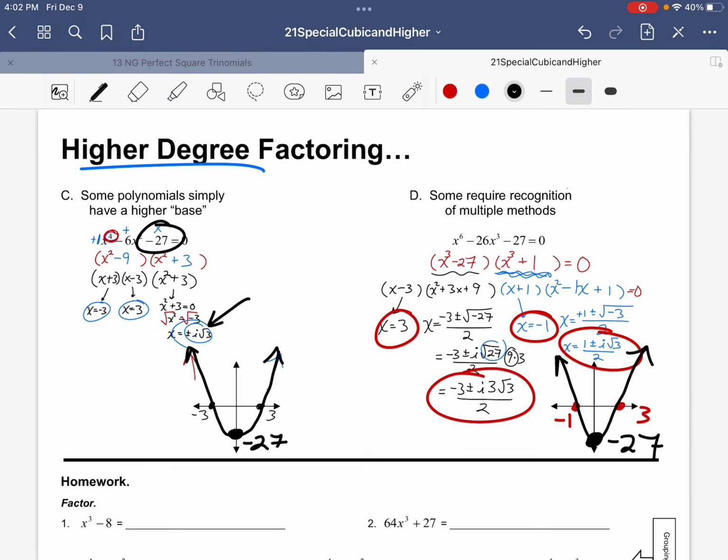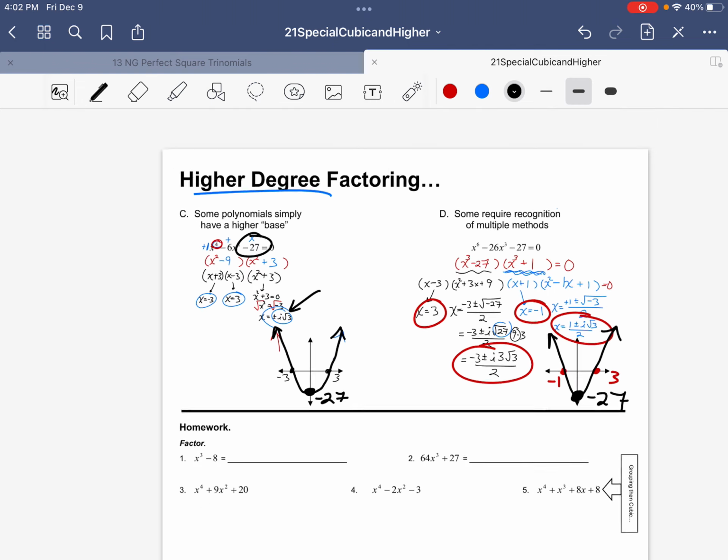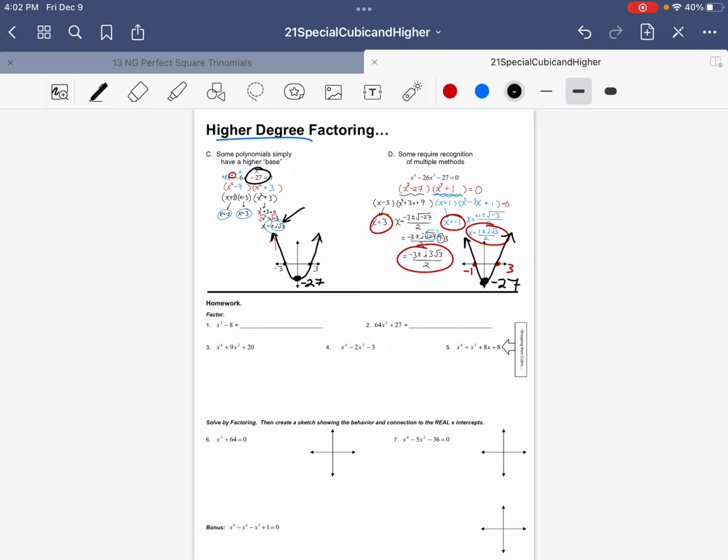Now that's not easy, but it is possible to factor things of a higher degree. What we need to do is just break them down into some smaller exponents. And now you're ready to try the homework.